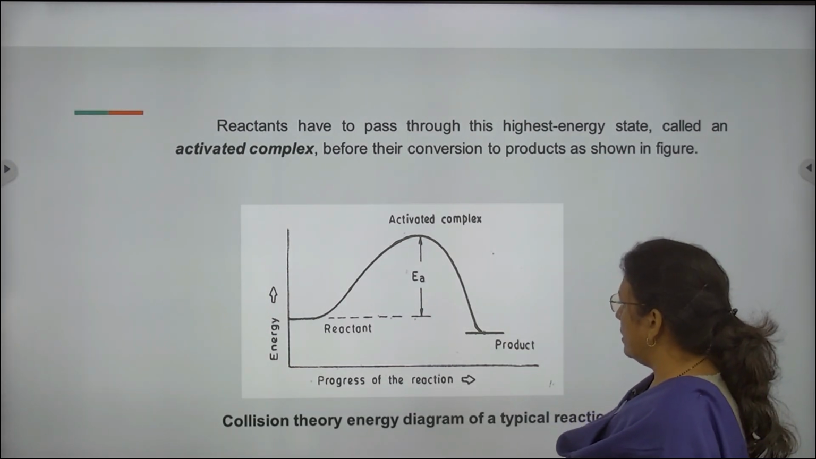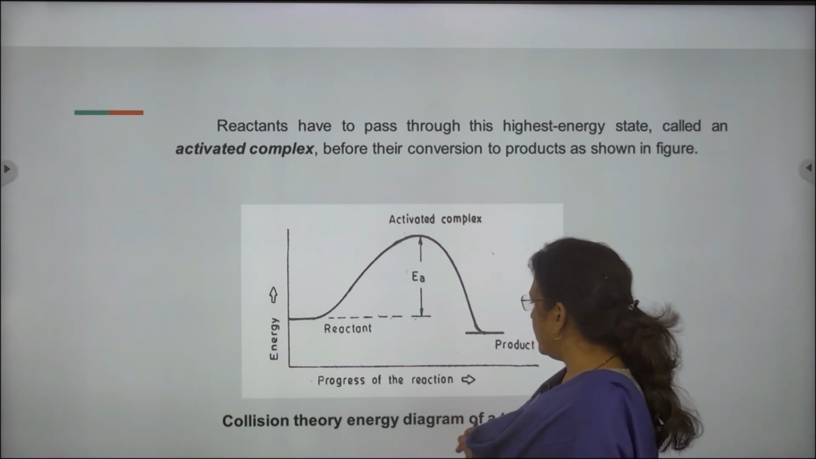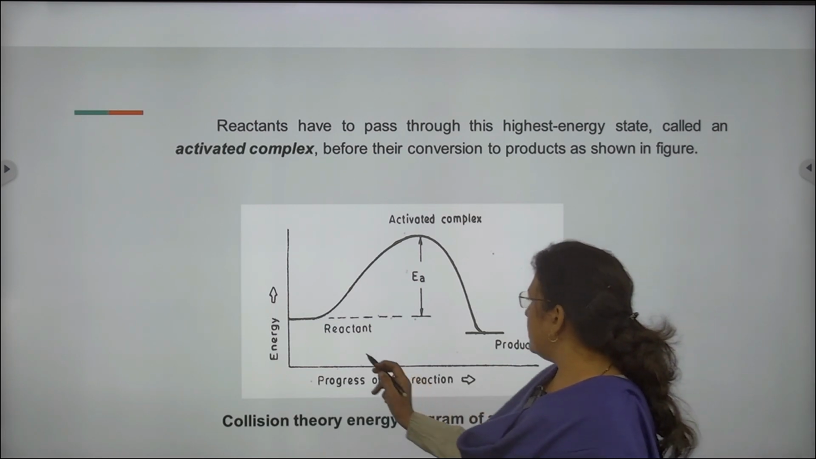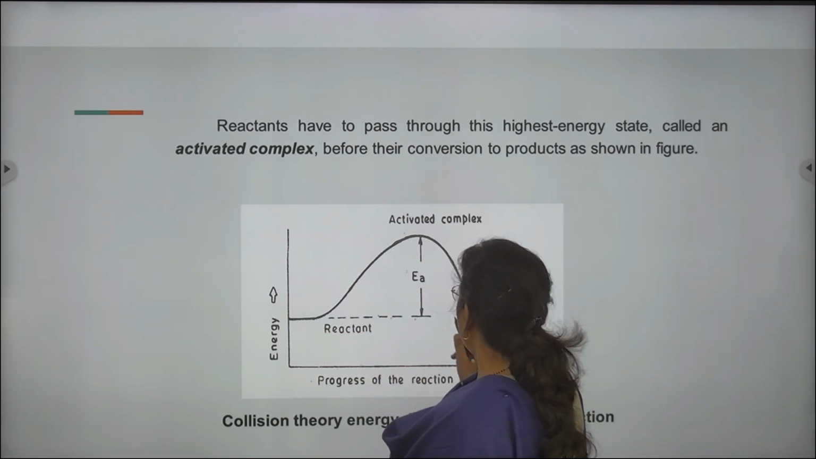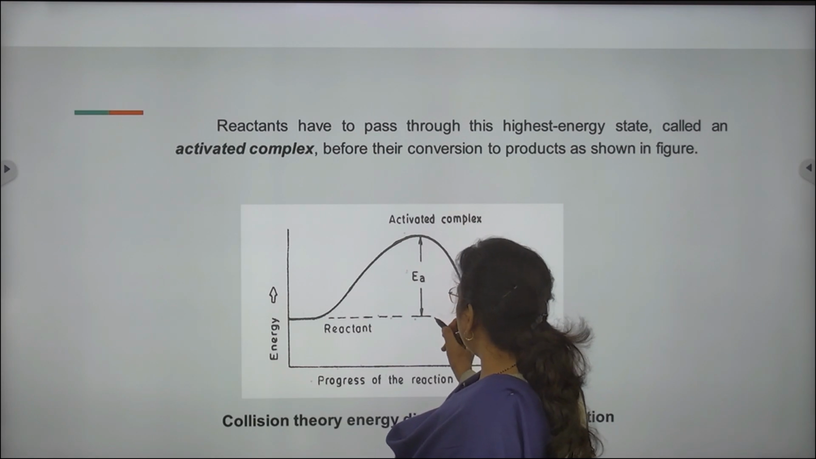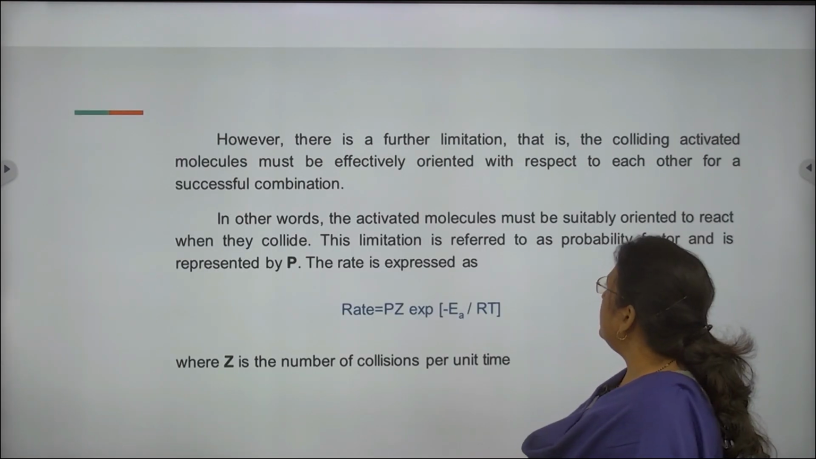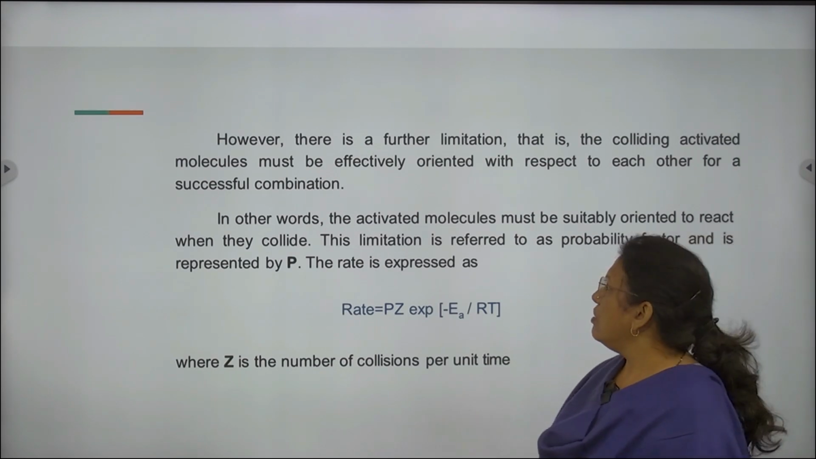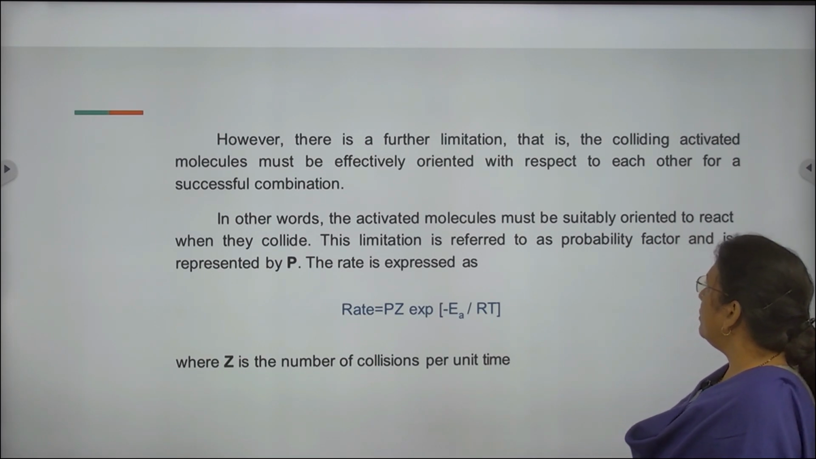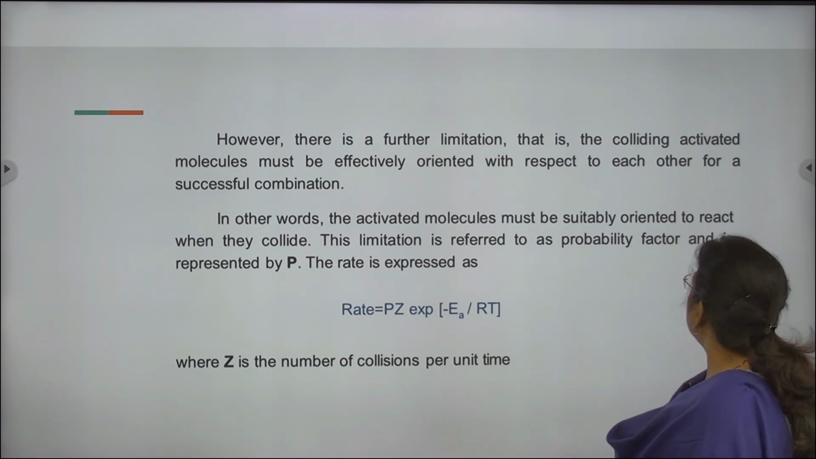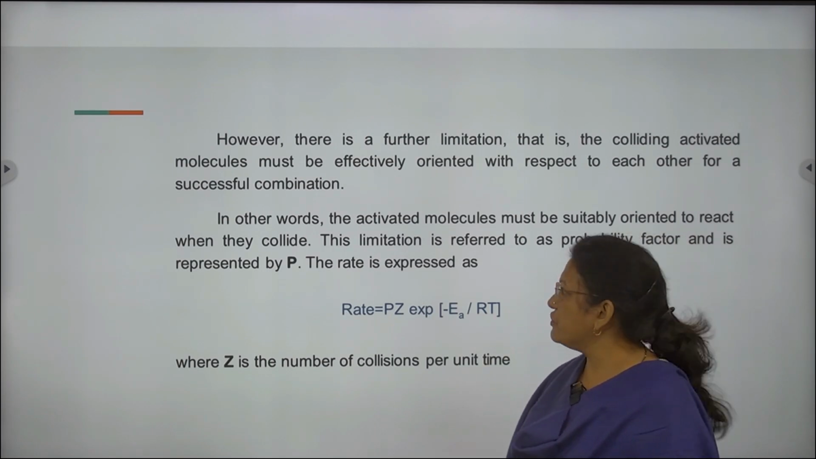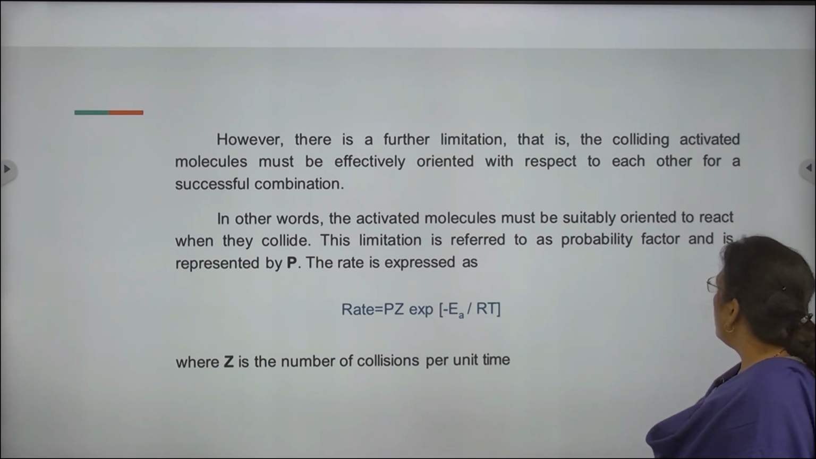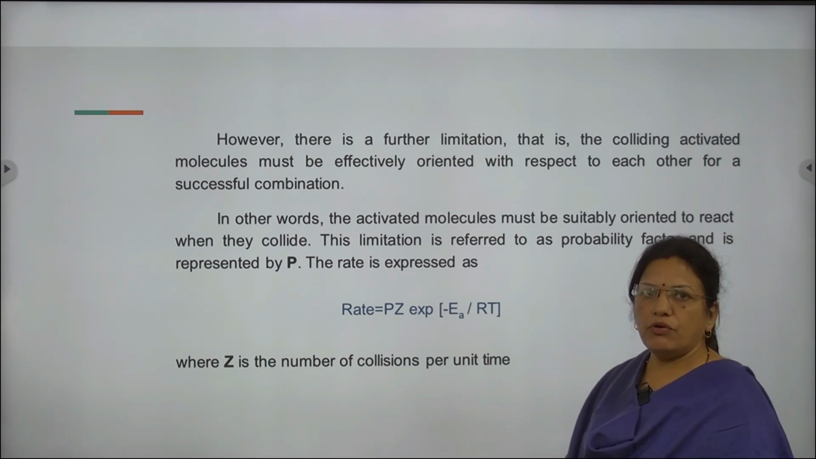in the figure. This figure shows the collision theory energy diagram of a typical reaction, and this is the reactant and this is the product, and here EA is the activation energy. However, there is a further limitation: the colliding activated molecules must be effectively oriented with respect to each other for a successful combination. In other words, the activated molecules must be suitably oriented to react when they collide.